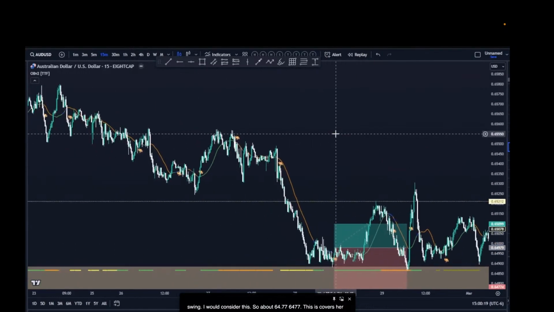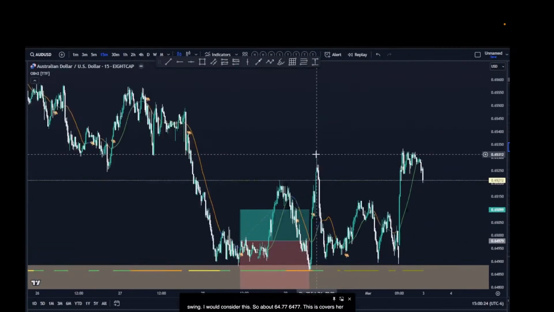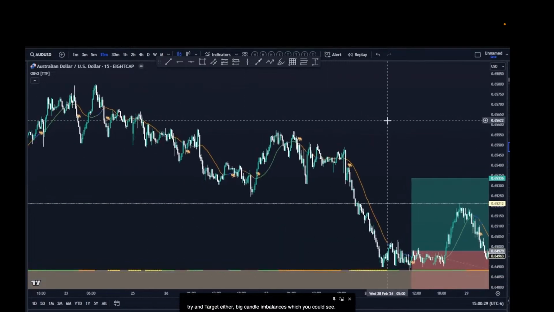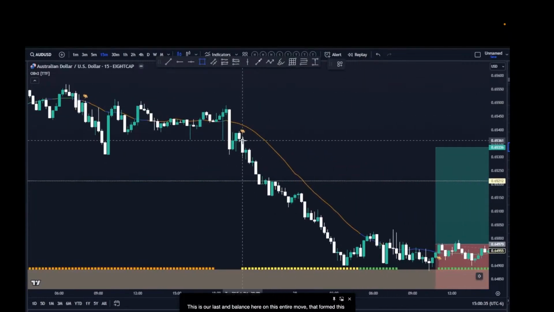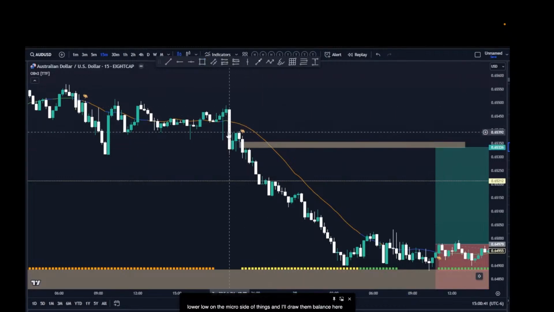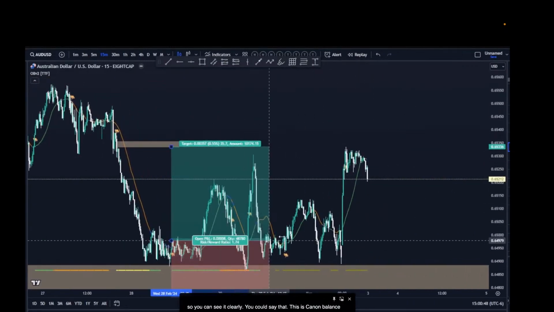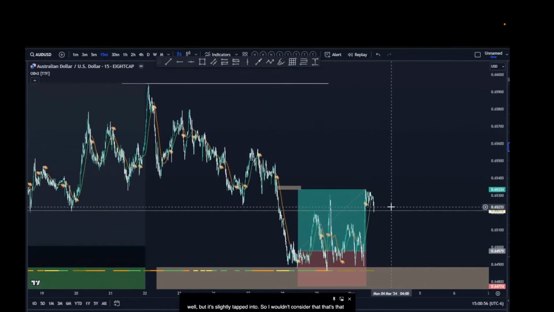And then from here, what will we do? Well, personally, I like to try and target big candle imbalances, which you can see this is our last imbalance on this entire move that formed this lower low on the micro side of things. And I'll draw the imbalance here so you can see it clearly. You could say that this is a candle imbalance as well, but it's slightly tapped into, so I wouldn't consider that. That has been tapped into. And from here, we might get this fill, we might not, but we would still be in this trade for it.